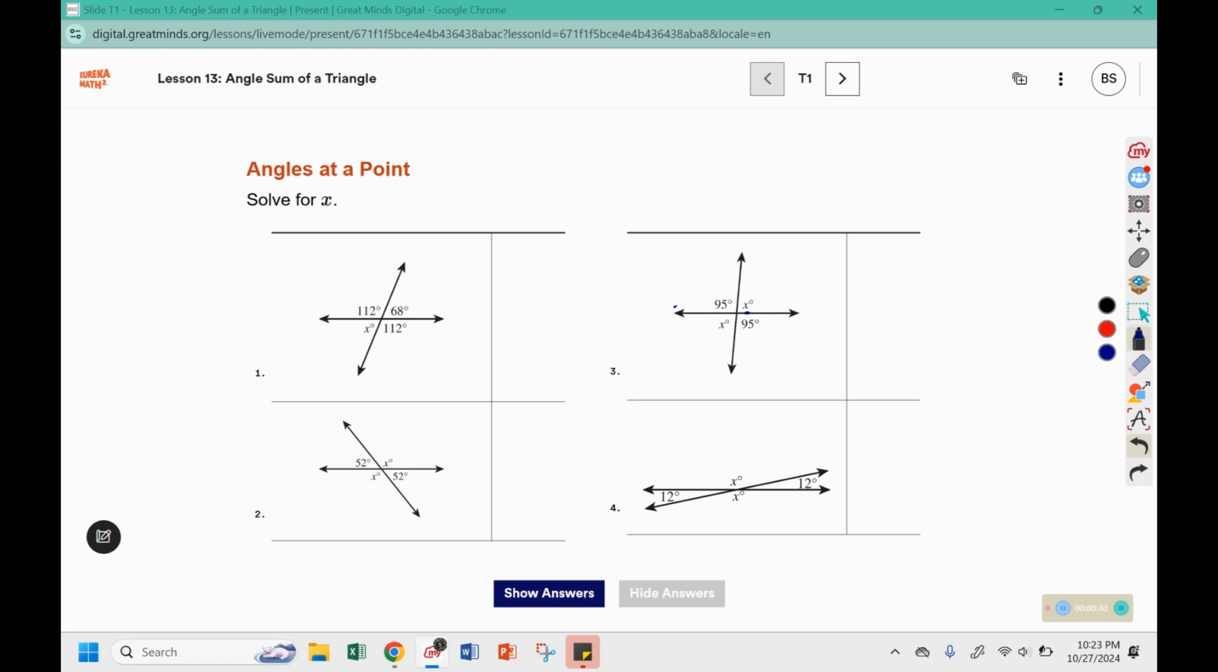These also have straight angles in them. Go in here and here. So these two add up to 180. Here the 12 and the x add up to 180, and you can solve for the unknown angles.